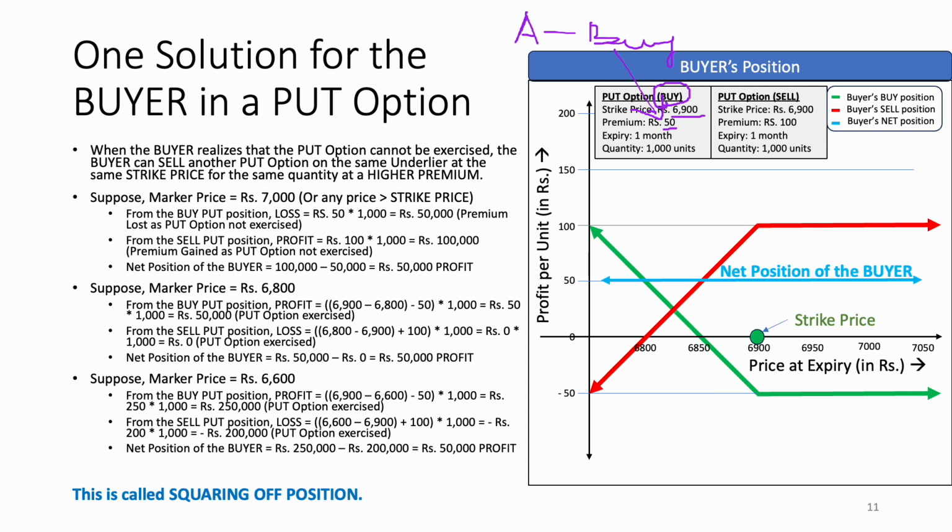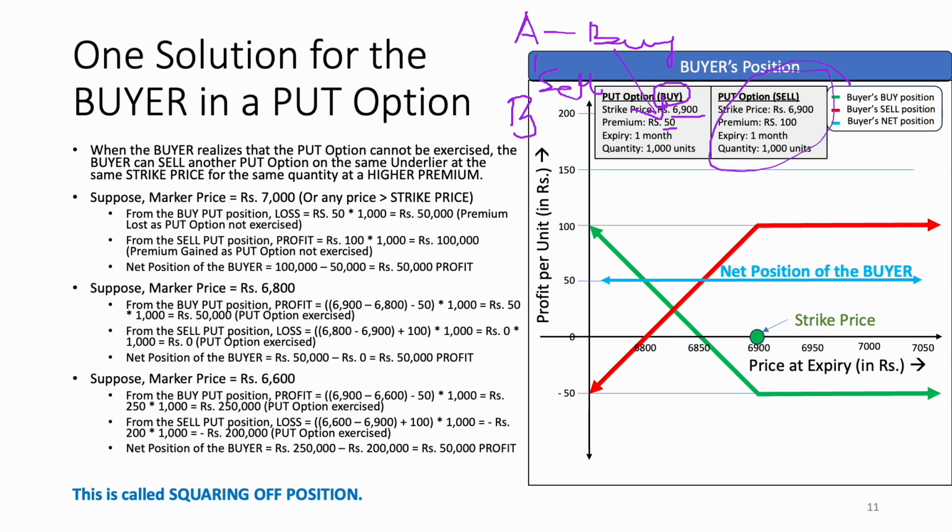Now to protect himself against the loss, he sees that the price of the commodity may not fall. Under that circumstance, what he can do is find another buyer B, and to B, A can sell a put option which is like this.